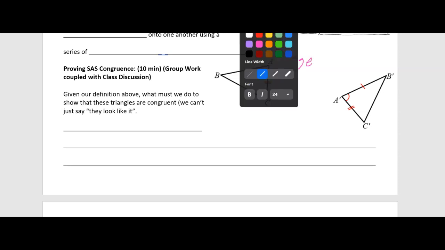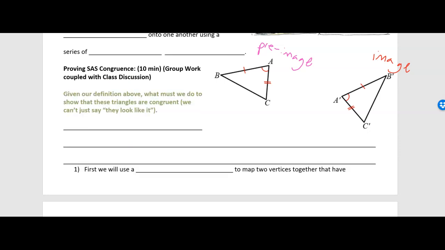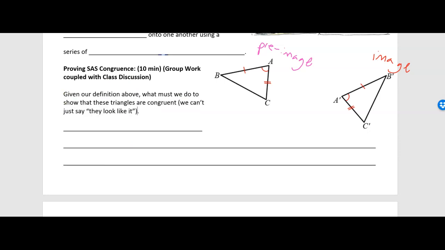So how could we map the pre-image onto the image? Go ahead and take a second to think. All right, so we're actually going to have to use all three types of rigid motions here. And I'm not going to go through all the different possibilities because we'd be here all day and I want to keep this video somewhat short. But we're going to have to use a translation, a rotation, and a reflection. So let's walk through these on the next page, see what order we have to do it in, see what they look like.